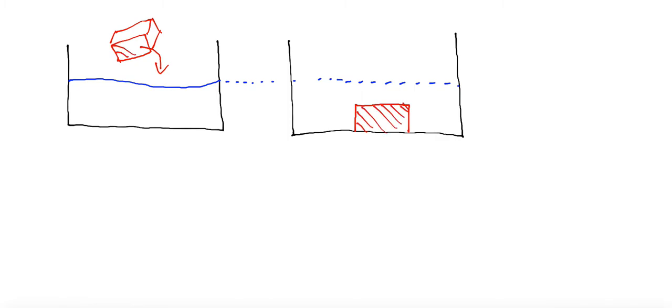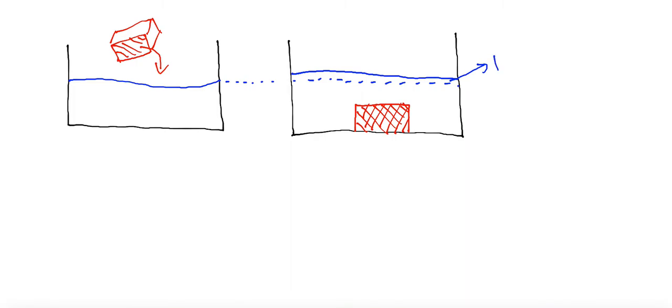Okay, and this space which is occupied by the object now cannot be occupied by the water. So water is displaced from this space and occupies another part of the container. Is it clear? And what is important here? Important is that the volume of the water which is displaced by the object is exactly the same as the volume of the immersed part of the object.